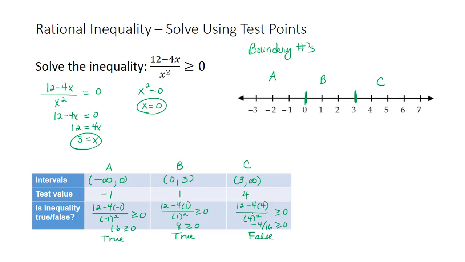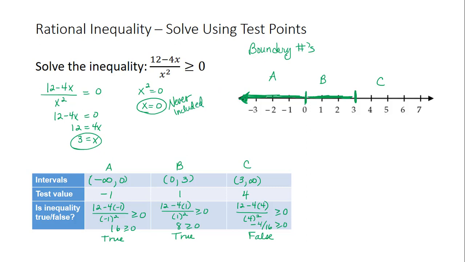So using the test point method, I know that regions A and B are where solutions lie. I'm going to shade region A, which is everything to the left of 0, and then region B, which is between 0 and 3. Now I need to be careful about what happens at these endpoints. Remember that the number that makes the function undefined can never be included in the solution set.